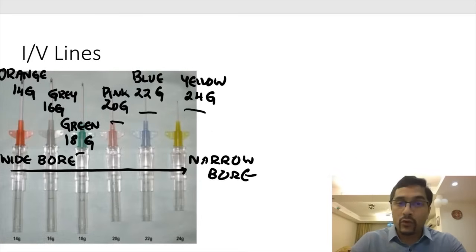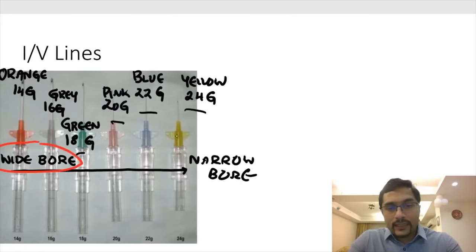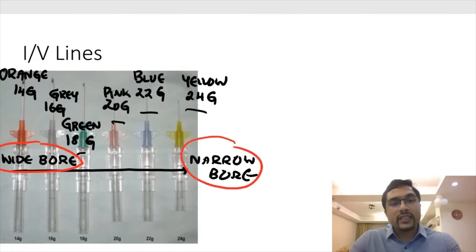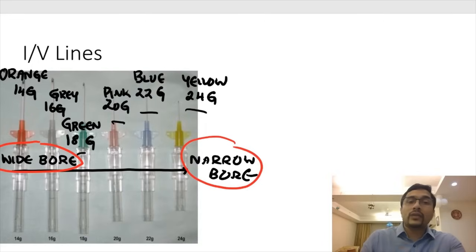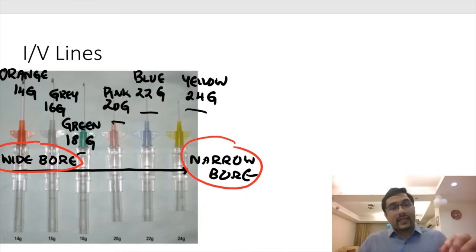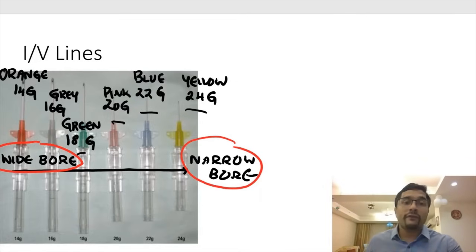Yellow is 24. So the widest bore is 14 and the narrowest is 24, which is why 24 gauge cannulas are used in children where they have thin, narrow veins. But the flow rate is also less. Whereas with an orange or a gray cannula, because they are wide bore, the flow rate is very quick. Right? So when the patient is dehydrated or you want to give fast fluids, use a wide bore cannula.